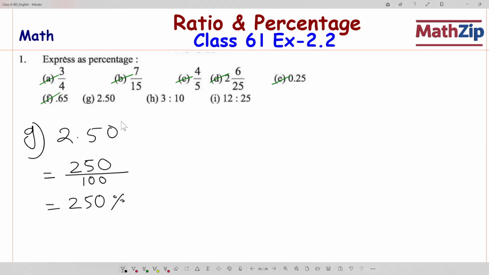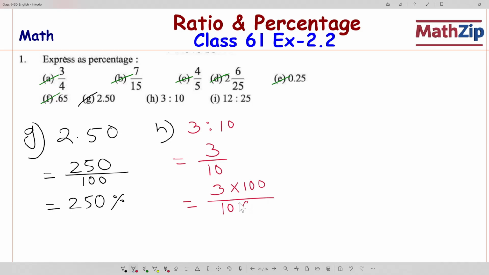Okay, number G done. Number H, here is 3:10. It means 3 by 10 we can write. Now we can multiply this numerator and denominator by 100. So 3 times 100 divided by 10 times 100. Okay, so 100 divided by 10 is 10. So we can write 3 times 10 is 30, and against 1 by 100 it will be percentage. Very simple. H done.